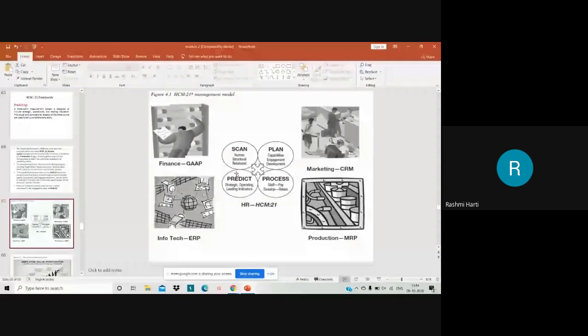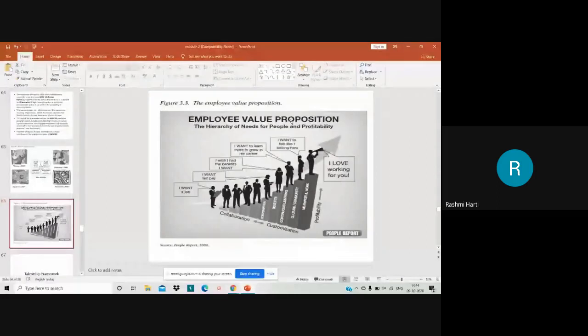Now coming on to employee value proposition here, right? When we speak about employee capabilities, you have to go in for employee value proposition. So I want a job, I want a fair pay, I wish I had benefits. I want to learn more to grow in the organization, I want to feel like belonging to the organization, I love working for you. That is nothing but profitability. Now here you need to identify what type of people you have in your organization, what are the capabilities of people you have in the organization. Now this is what you require, meaningful work, that is I love working for you.